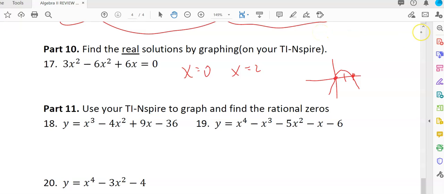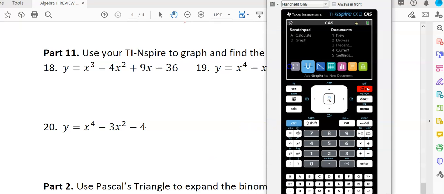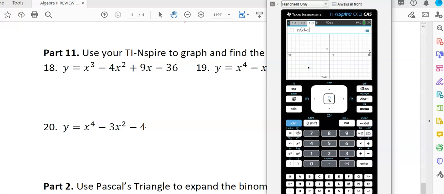x equals 0 and x equals 2. Use your TI-Nspire to graph and find the rational zeros. So I just want you to find the rational zeros here. So this one would be x to the third minus 4x squared plus 9x minus 36.